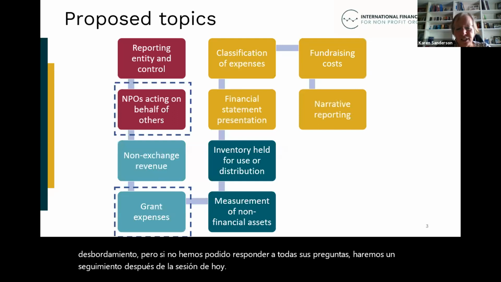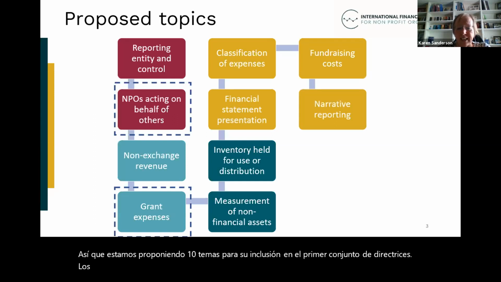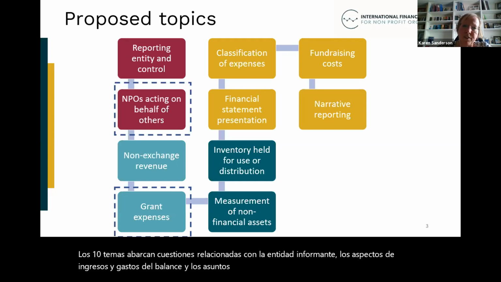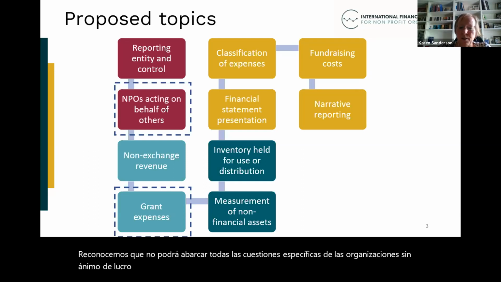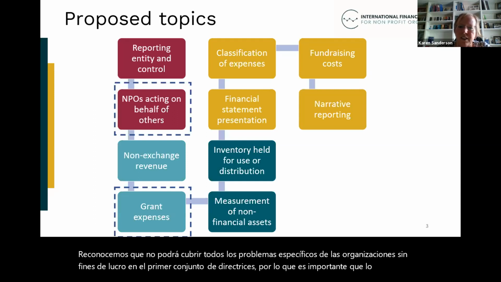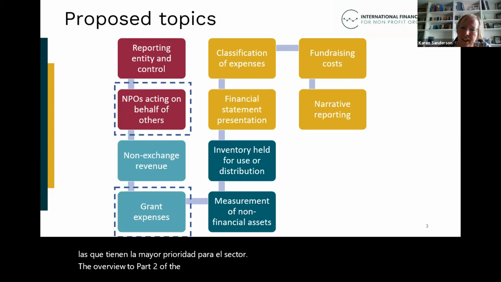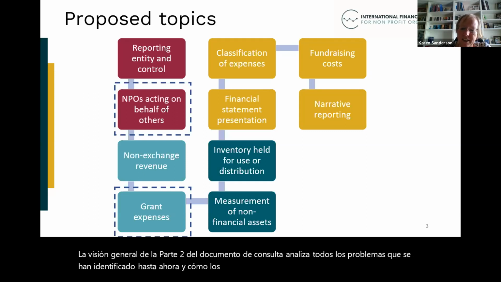So we're proposing 10 topics for inclusion in the first set of guidance. The 10 topics cover matters relating to the reporting entity, revenue and expenses, aspects of the balance sheet, and matters relating to the presentation, content and scope of financial statements. We recognise that we'll not be able to cover all non-profit organisation specific issues in the first set of guidance, and so it's important that we include the ones that have the highest priority for the sector. The overview to part 2 of the consultation paper looks at all of the issues that have been identified so far and how we've prioritised them. And we're seeking feedback on the entire list of issues and their prioritisation as part of the consultation.